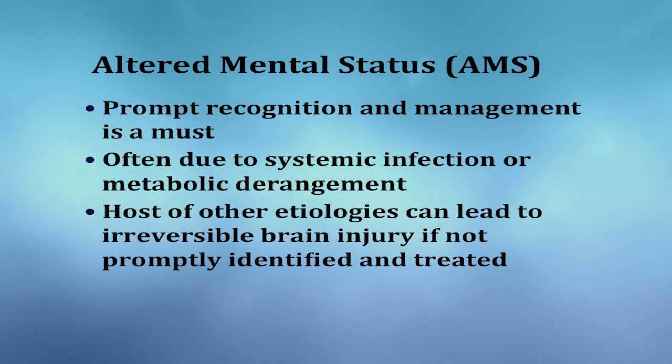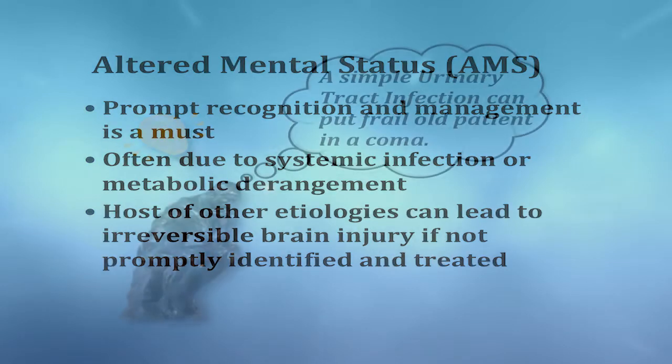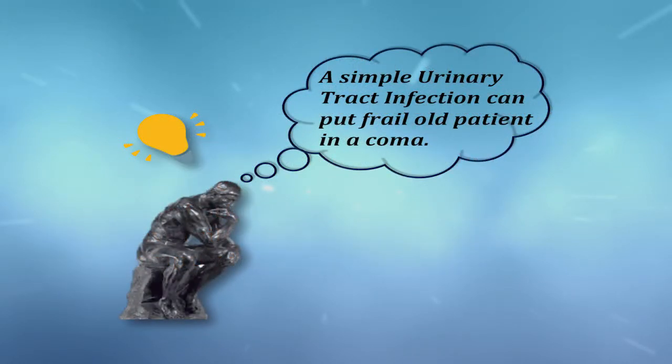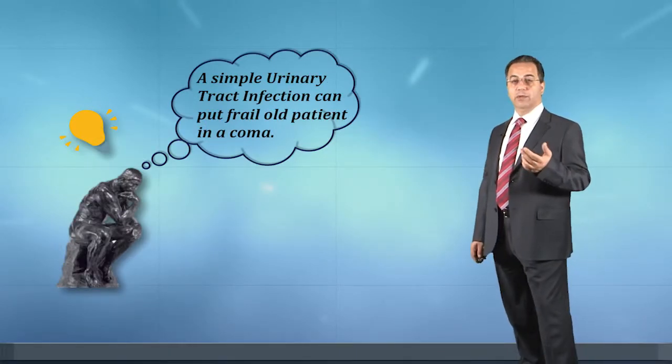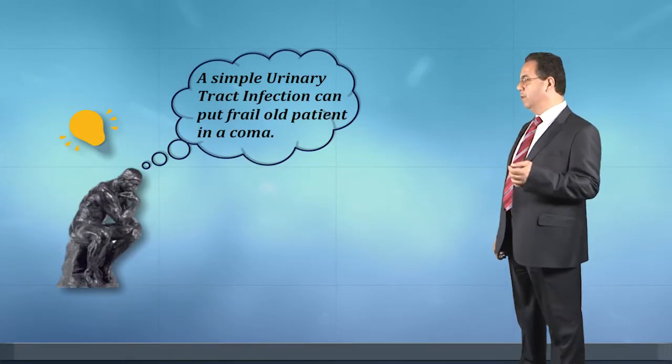promptly. Most common causes of such presentation would be a systemic infection or metabolic derangement, but there is a whole host of other etiologies and a very wide range of differential. Some of them are benign, and some of them can lead to irreversible brain damage. So again, keep in mind that a simple urinary tract infection in an elderly or fragile patient can present with coma or with encephalopathy.